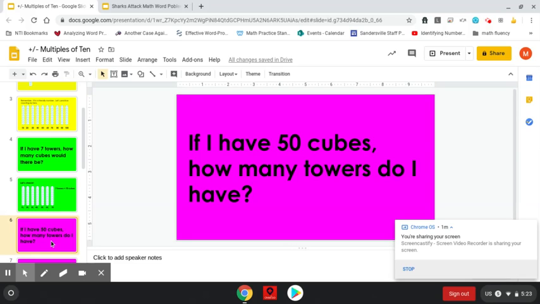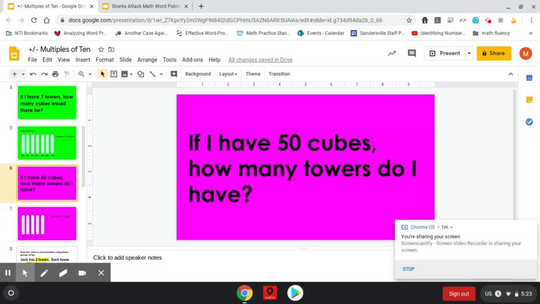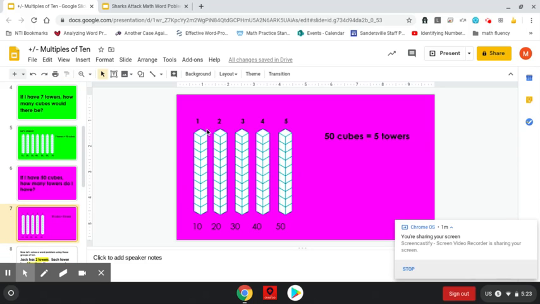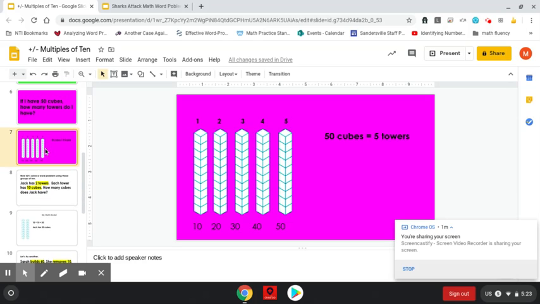All right, let's switch it around. What if I have 50 cubes? How many towers do I have? All right, if I have 50 cubes, that's 5 towers. I can count by tens until I get to 50, and I have to do that 5 times. 50 cubes is the same as 5 towers.